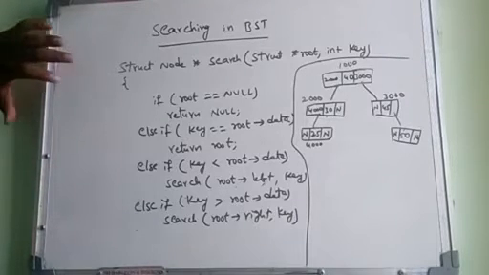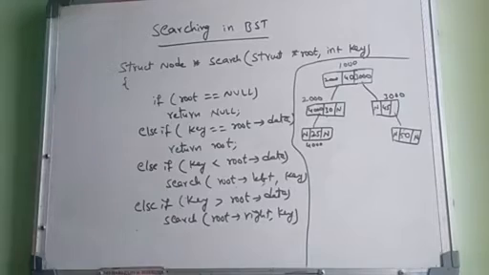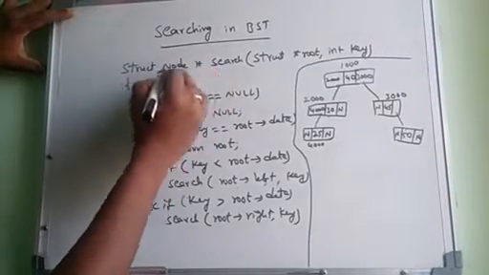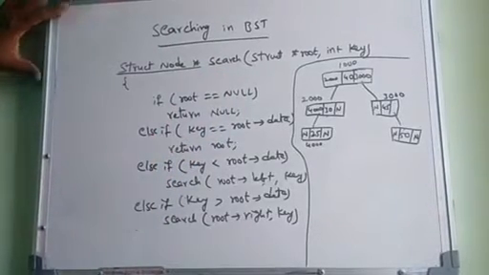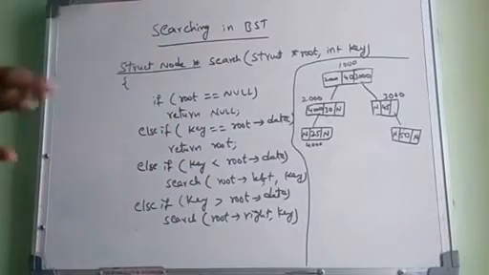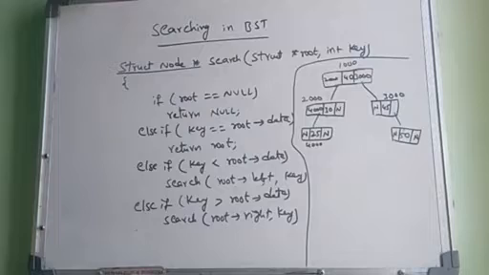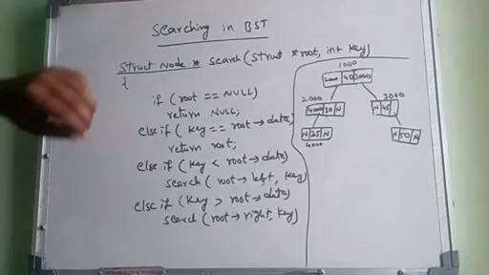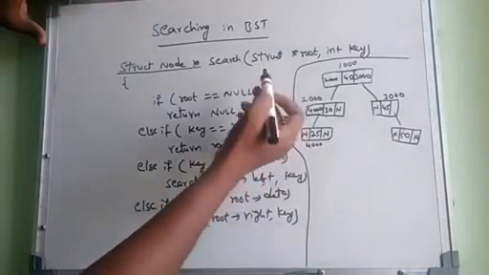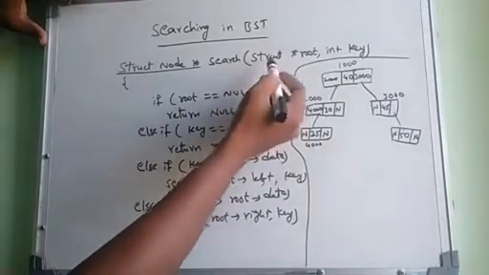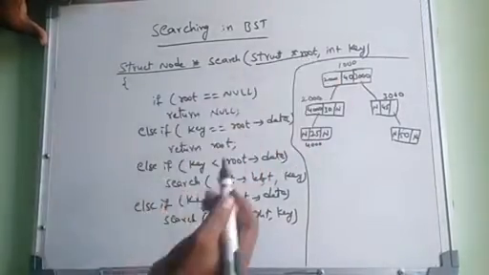So struct node is the pointer, that means the return type is a pointer. The return type is mentioned as struct node pointer. Search is the method, or function name. What are the inputs or parameters passed in the search method? One is the search node, and the other is the key.